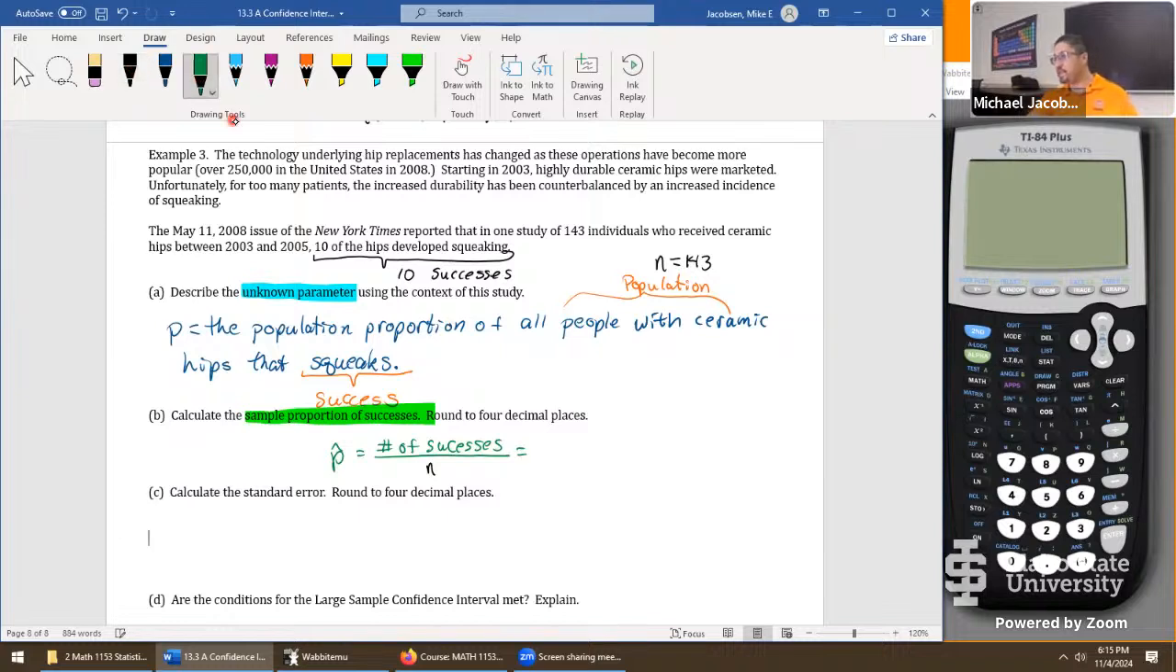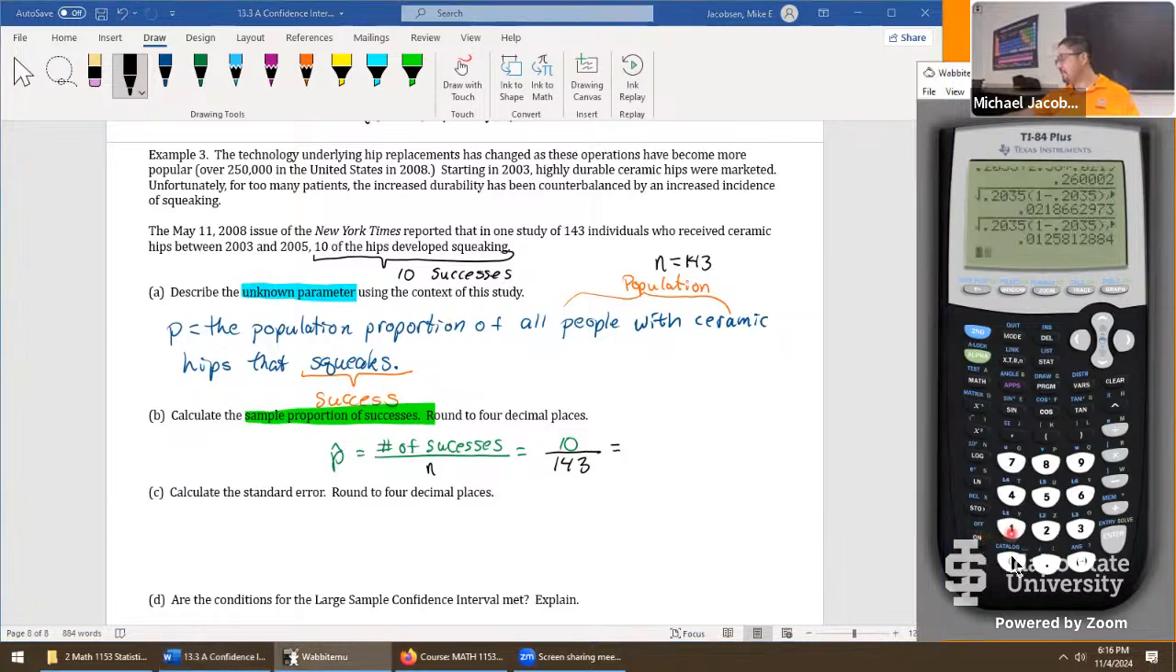So in this problem, we found 10 successes, divided by 143, exactly. Now all that goes into the calculator. 10 over 143. We're being asked to round to 4 decimal places on this one. So we've got 0.0699.